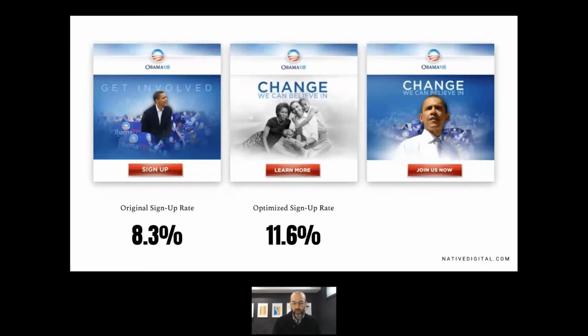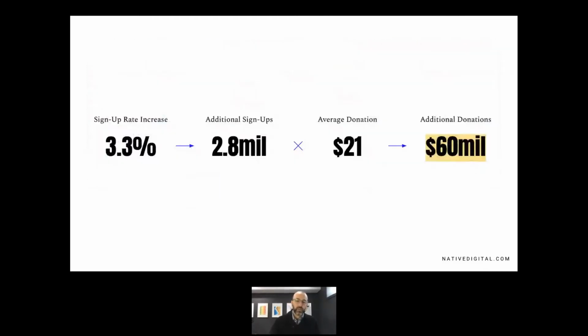Depending on where you are in your career, what position you have, a lot of people will look at that and say, "Oh, good, that's a nice jump there," and then they move right on to their next meeting and their next conversation. If you were to run this through at this scale, that 3.3% increase actually led to 2.8 million signups. The average value of that signup was $21. That 3.3% increase led to an additional $60 million in donations.